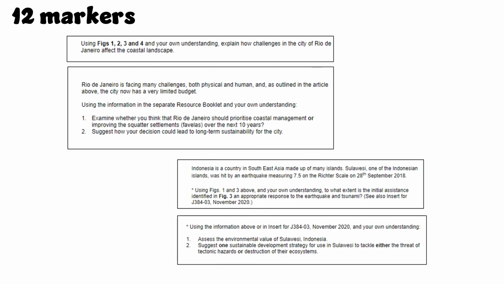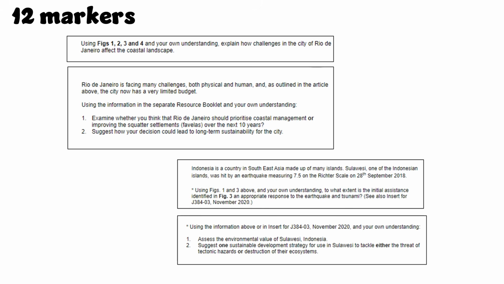So some of the 12 markers that there have been in the past: you've got, using figures 1, 2, 3 and 4 and your own understanding, explain how challenges in the city of Rio de Janeiro affect the coastal landscape. Then you've got, Rio is facing many challenges, physical and human. The city now has a very limited budget. Using the information in the resource booklet and your own understanding, examine whether you think Rio should prioritise coastal management or improving squatter settlements over the next 10 years, and suggest how your decision could lead to long-term sustainability for the city. You've got some more questions there about Indonesia.